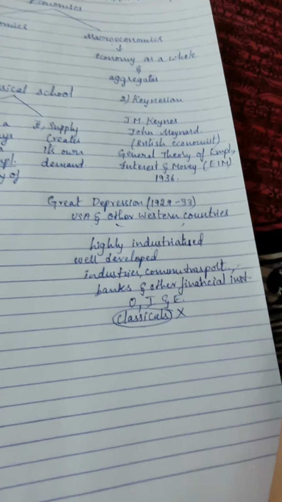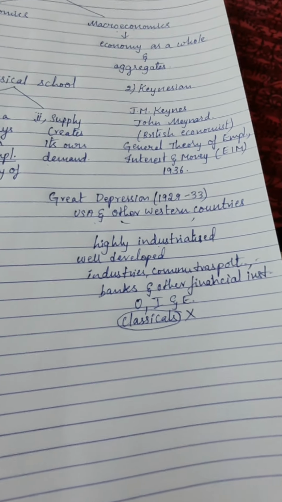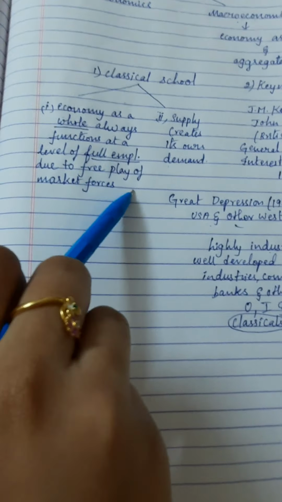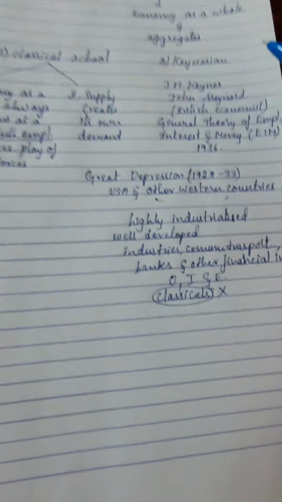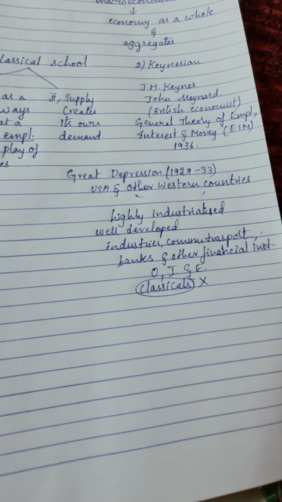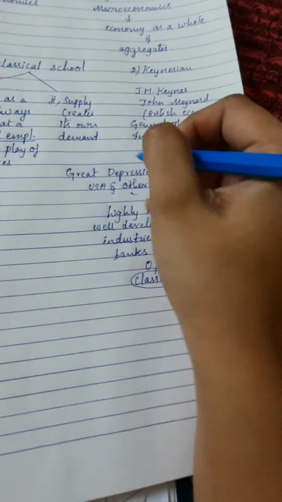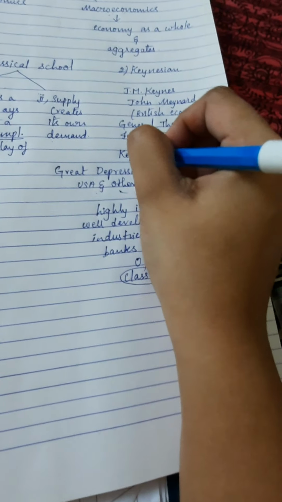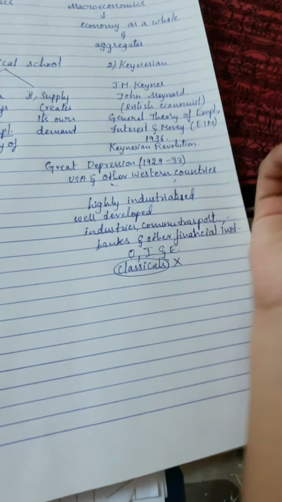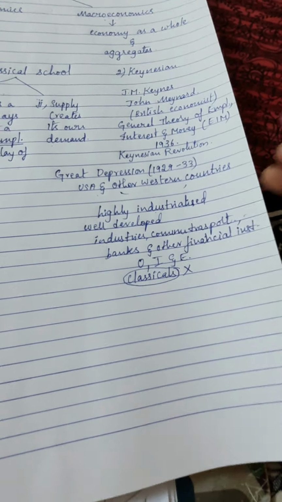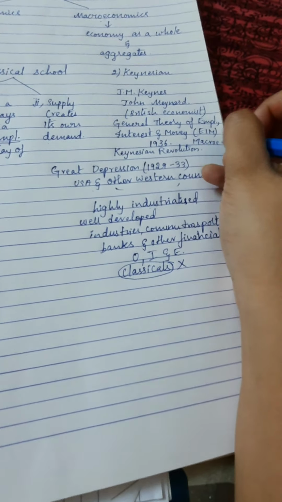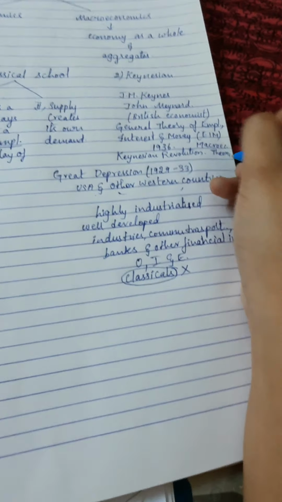So J.M. Keynes criticized the classical assumption of full employment. Classical assumption was about full employment. It's a keyword. So Keynes criticized the classical assumption of full employment, and he developed his own theory, and his theory is known as the Keynesian revolution. So he developed his own theory known as macroeconomic theory.